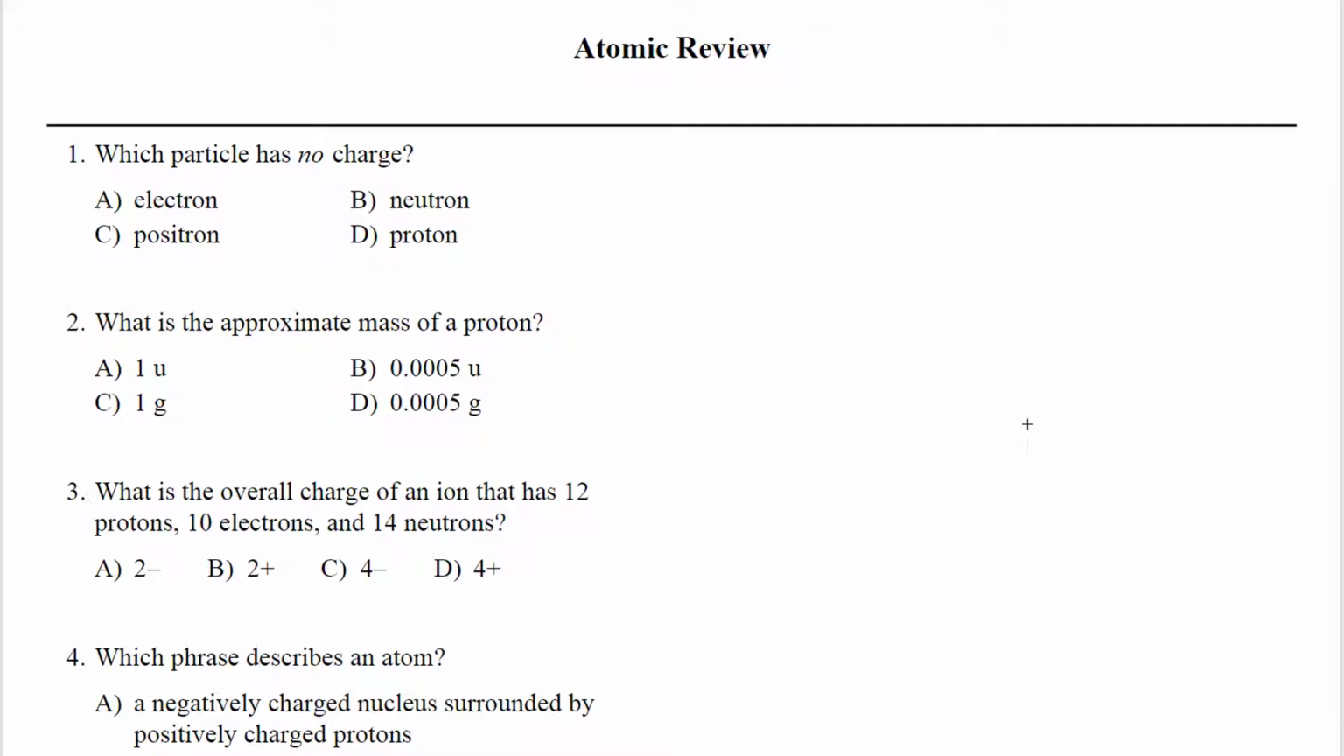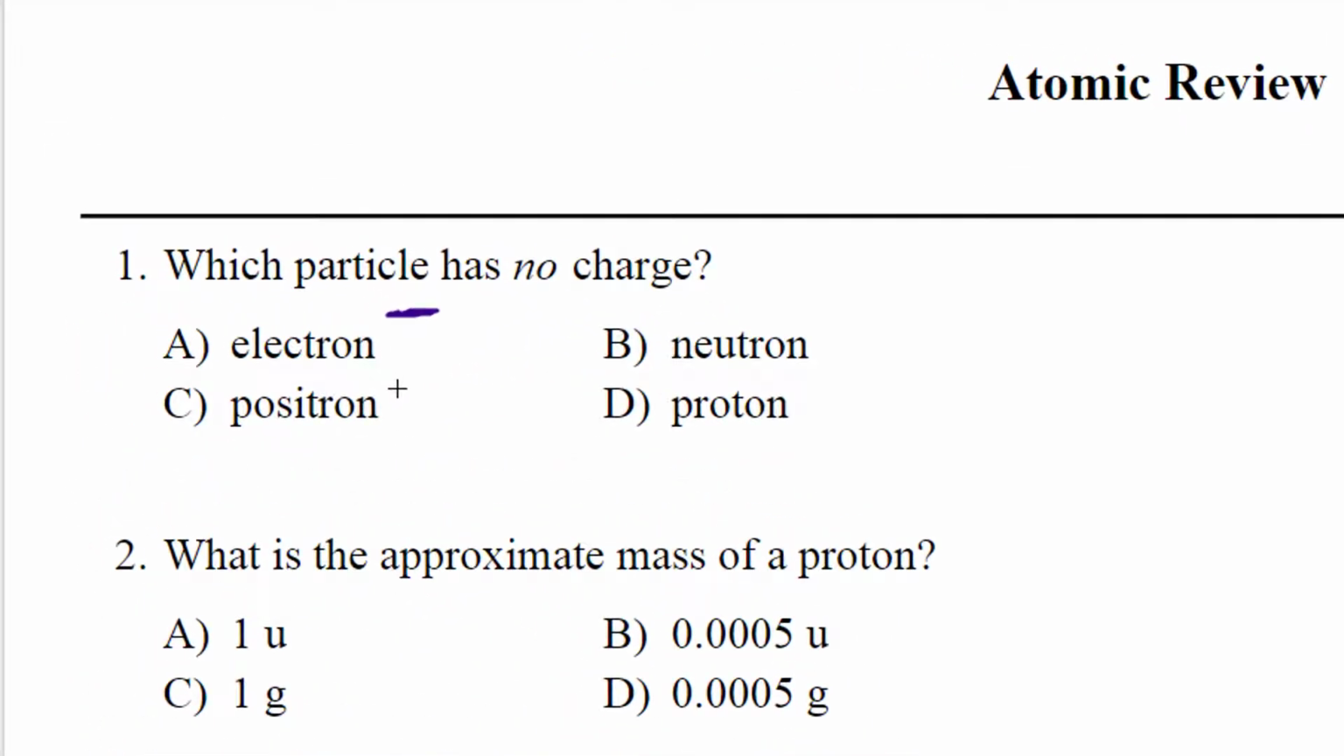So, let's start off at the top with question number 1. Which particle has no charge? We really only have one choice here. Electrons, those are negative. Positrons we haven't really talked about yet, but you might guess by the name they're positive. Protons are also positive, and that leaves us neutrons, which have no charge. That would be our answer.